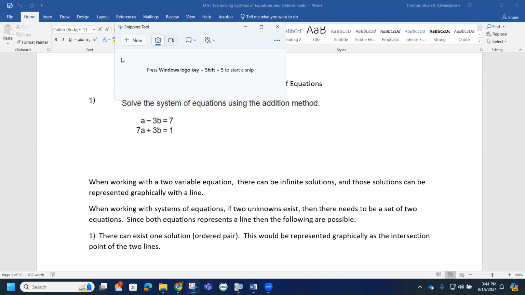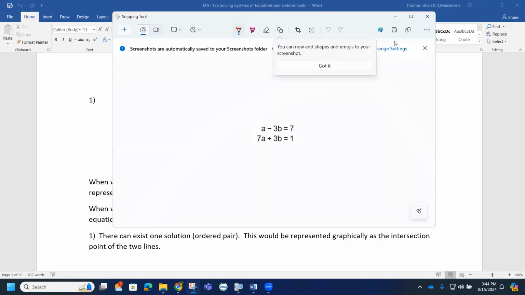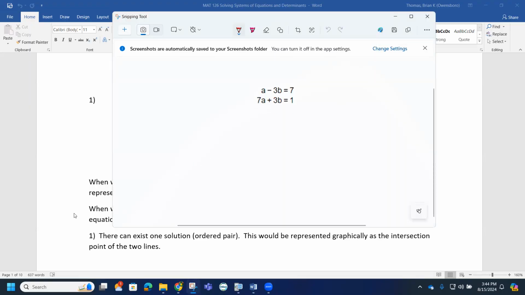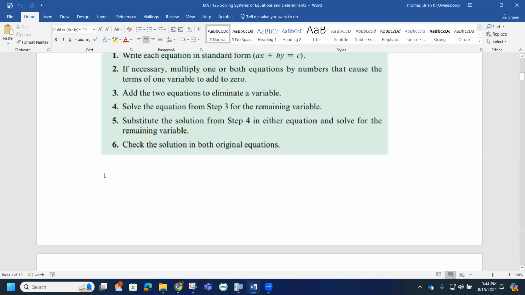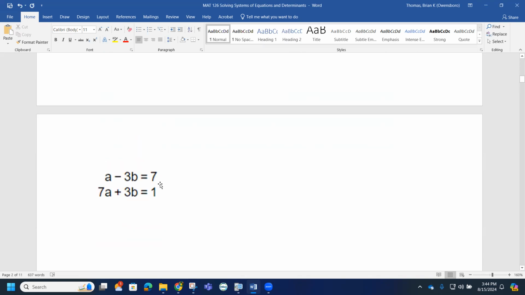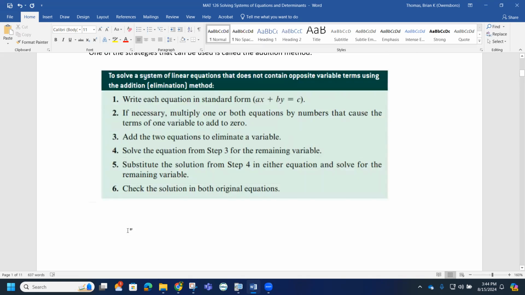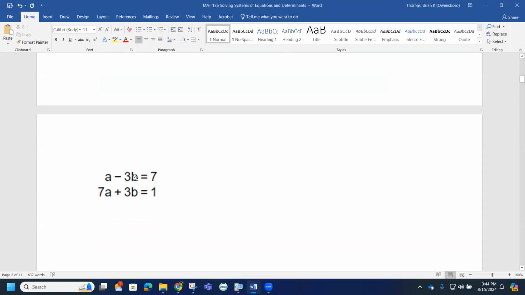If I want to solve the system of equations using the addition method, we want the equations in standard form. Also, we want them to be on top of each other like this. So this looks perfect.